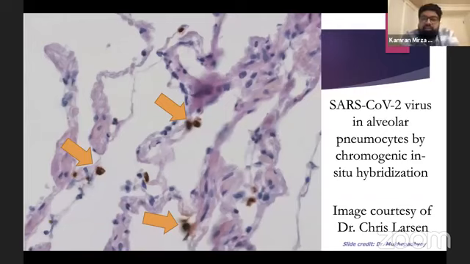So here, this is direct evidence or proof that patients who have coronavirus pneumonia actually have coronavirus infecting the cells. And here we're using a technique called chromogenic in situ hybridization. This picture is courtesy of Dr. Chris Larson, and the slide credit is Dr. Mukhopadhyay. You can see here that the lung parenchyma still looks pink and blue, the normal parenchyma in the background, but the orange arrows are pointing towards these brown dots. These brown dots are pneumocytes that are being stained specially by this chromogenic assay.